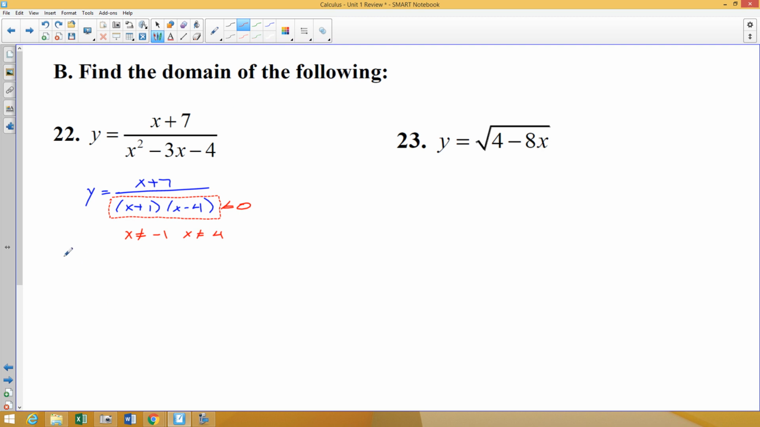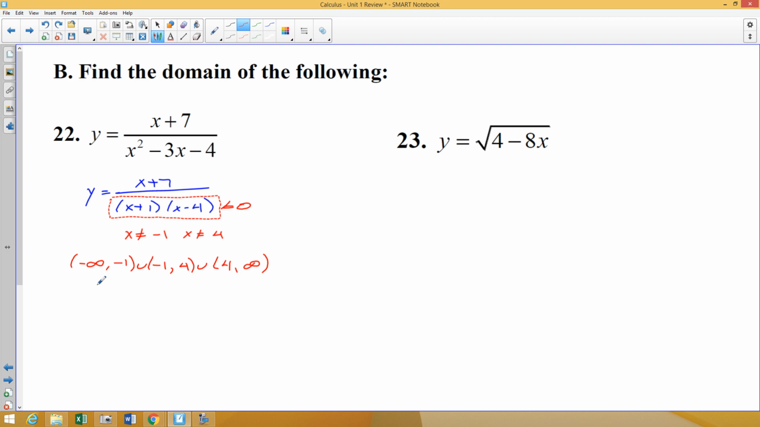So my domain, I prefer interval notation. If you want to leave it like that, you can, but in interval notation, I'm going from negative infinity. We're going to take a brief stop at -1. I can plug in anything between -1 and 4, so I'll go from -1 to 4, and then again, everything after 4.